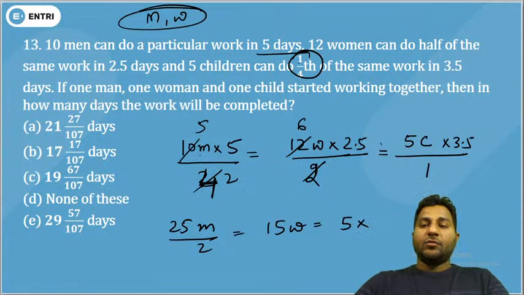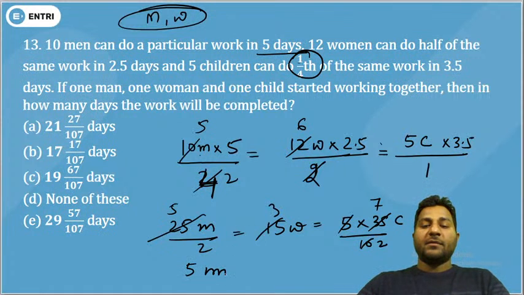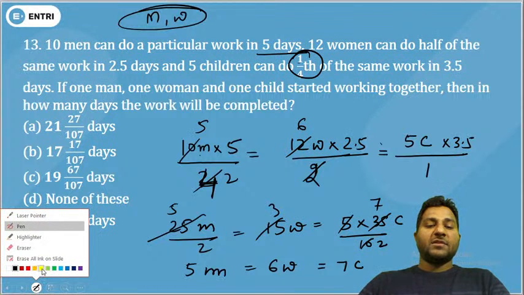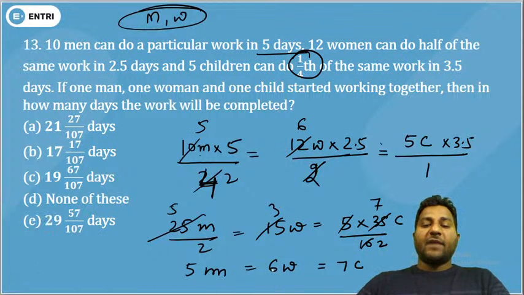5 into 35 by 10, so 5 2. Clearly we should multiply. First we need to solve 5, 3 and 7. Now we need to multiply with 2, that means 5 men must have been equal to 6 women must have been equal to 7 children. Okay, so let's find out their efficiency. We know that 5, 6 and 7. Alright, 210 will be the LCM.